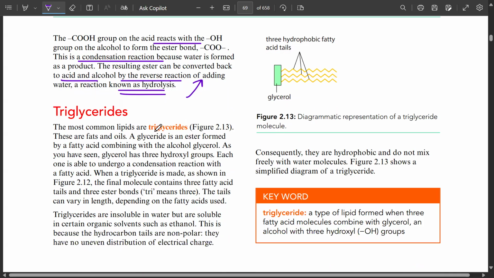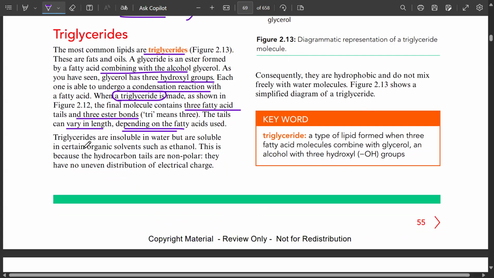The most common lipids are triglycerides. These are the fats and oils. A glyceride is an ester formed by a fatty acid combining with an alcohol, glycerol. And as you have seen, glycerol has three hydroxyl groups. Each one is also able to go through a condensation reaction with a fatty acid. And as we have seen, when this triglyceride is made, the final molecule contains three fatty acid chains and three ester bonds. The tails can vary in length depending on the fatty acids used as well.